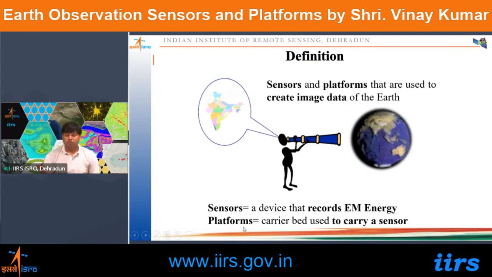Then coming to the platforms. Platforms are carrier beds used to carry a sensor. Normally, whenever we are using even a simple camera, we have to keep it on a stable platform. Otherwise, if you are holding a camera in your hand and moving, you will not be able to get proper information. So you have to keep it stable to take a proper picture of any particular area or object. Platforms are required to put the sensor in a stable way so that you can capture the information in a proper manner.